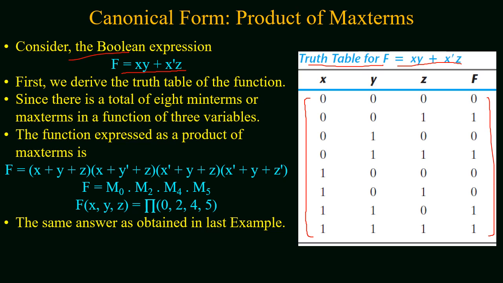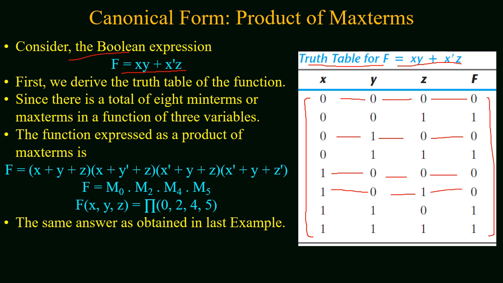Now if you look at the table, the first binary combination of 0, 0, 0 has an output value of 0. Then for 0, 1, 0 the output is 0. Similarly for 1, 0, 0 and for 1, 0, 1 the output is 0. So for these binary combinations we will form Maxterms.